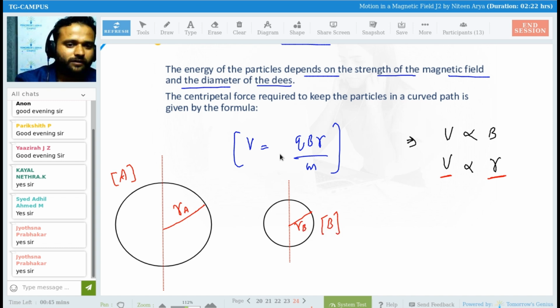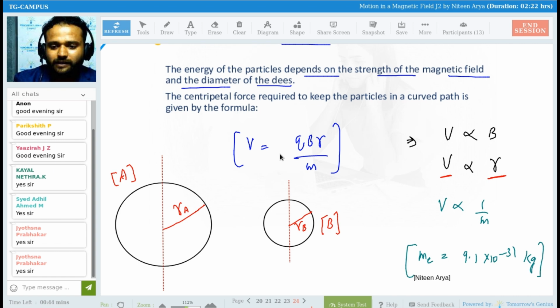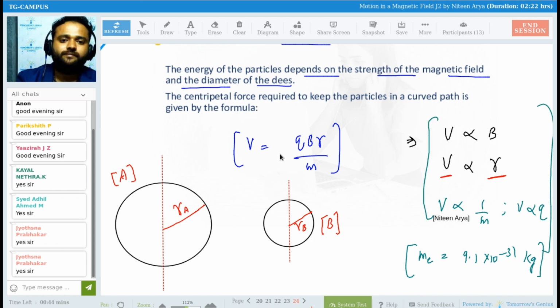Charge by mass is constant every time, but still if you want to do that, velocity is inversely proportional to the mass. Means if you lower down the mass, if you choose a particle which has very lesser mass, and what is the least mass, you know, mass of an electron, 9.1 into 10 to the power minus 31 kilogram. I don't think you know lesser mass than this, and velocity is directly proportional to charge also. So these are the factors, and based on that we find the energy.